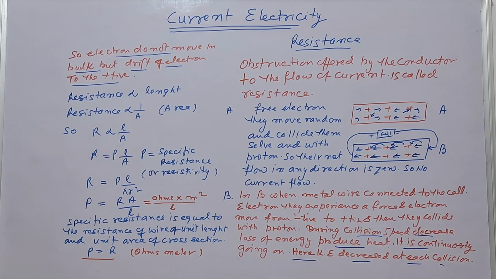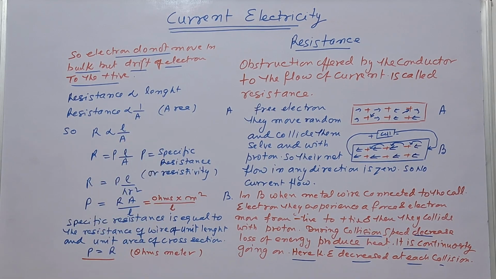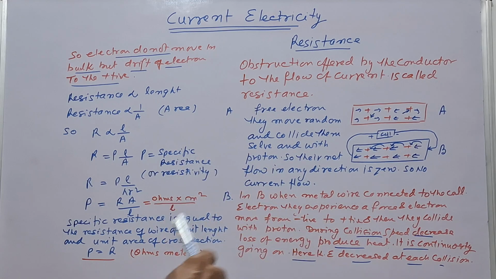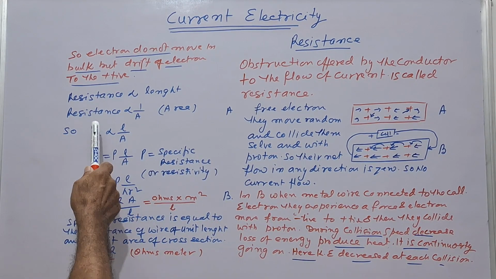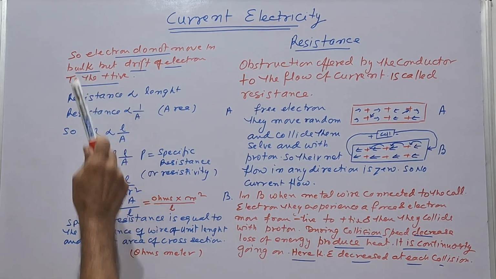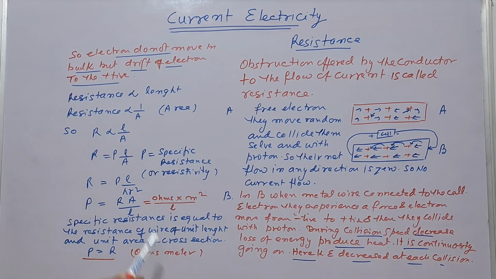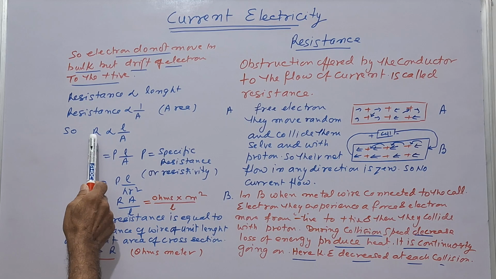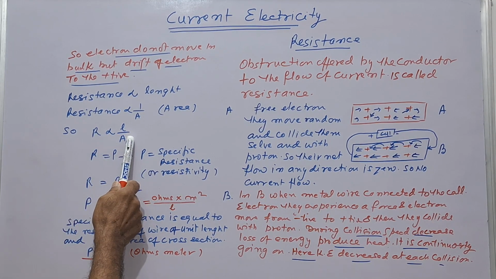Now, factors of the resistance. See, resistance is directly proportional to the length of the conductor. The more the length of the conductor, the more the resistance. Resistance is inversely proportional to the area, that is 1 upon A, and area is pi r squared. So if we join the first and second, we get that resistance is directly proportional to the length and inversely proportional to the area.